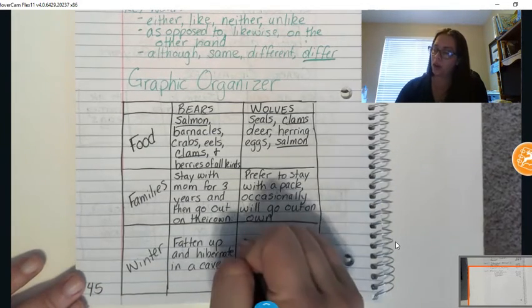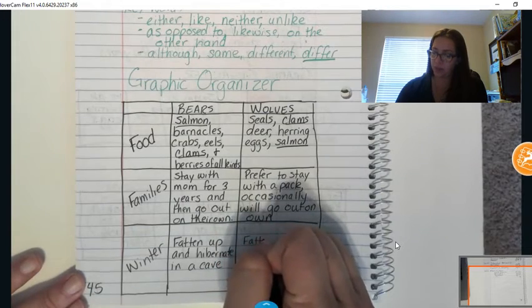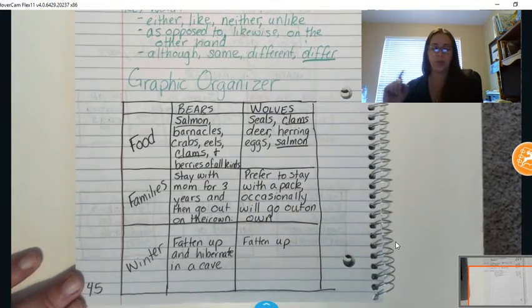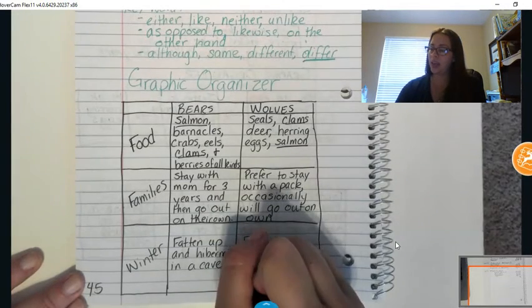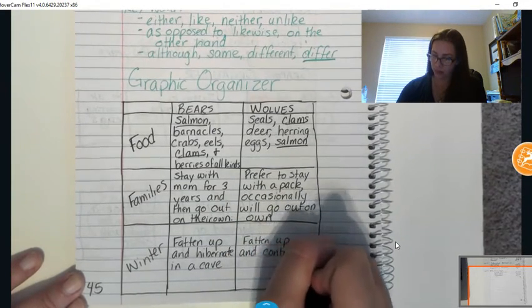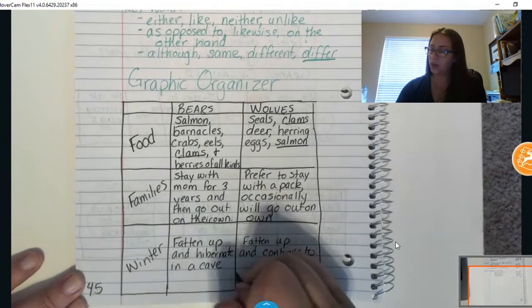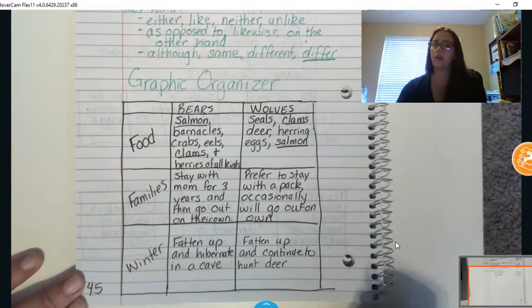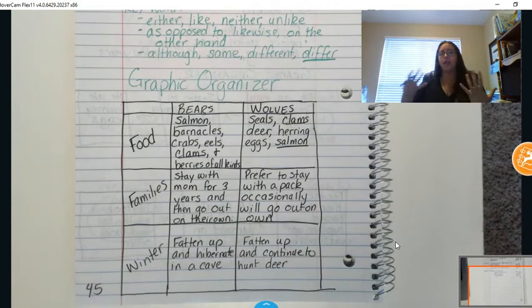The wolves also fatten up. So that's how they're similar, but the wolves don't hibernate. The wolves fatten up and continue to hunt deer even through the winter. So they don't hibernate. They do still sleep at night like we would, but for the most part, bears hibernate and survive the winter by sleeping in a cave, whereas wolves continue to go out and try and find food and eat.